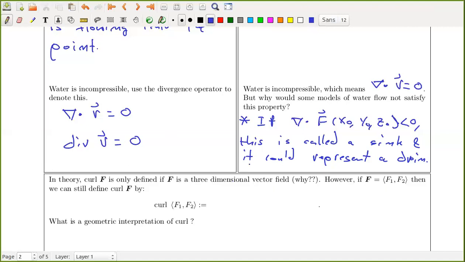Similarly, if the divergence is positive at a point, it could mean that there's water flowing in at that point. For example, maybe you're modeling water in a sink. If the divergence is positive at a point, we say that point is a source. It could be modeling, for example, turning on the faucet. Now the divergence is positive because there's more water flowing out from that point, since the faucet is on. So the divergence is positive.